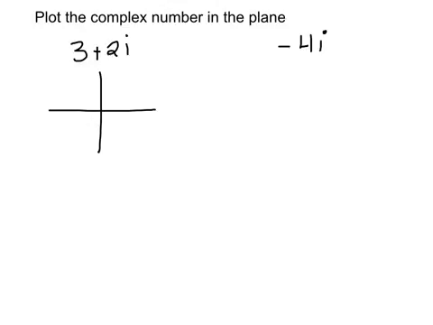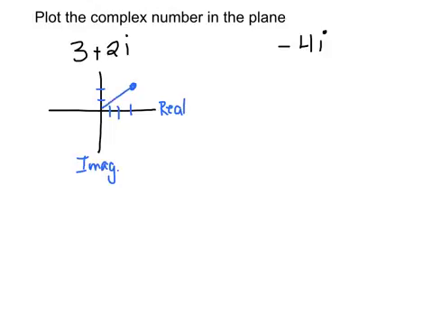To plot a number on a complex plane, the x-axis is the real part of the plane and the y-axis is the imaginary part. So if I was going to plot this, it would be 3 in the real direction, 2 in the imaginary direction, and this is where I would plot it.